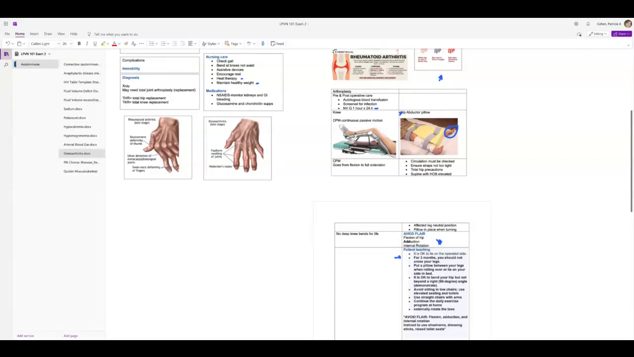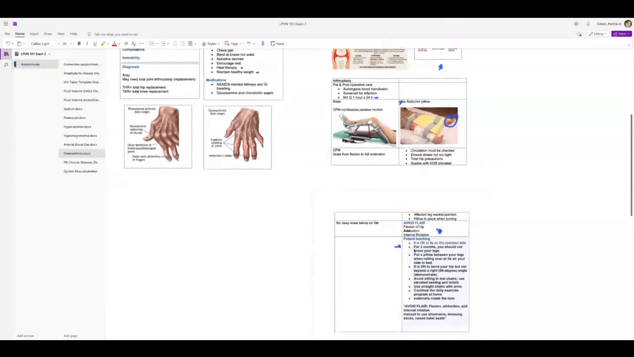Avoid sitting in low chairs, and that's for anybody that has mobility issues. You want to make sure the arms on the chair are high enough and strong enough so that they can push themselves up. They need elevated seating. They're going to have to use handicapped toilets, and before they can go home, they have to have an adapter for their toilet, because they shouldn't go beyond that 90-degree angle of their hip.